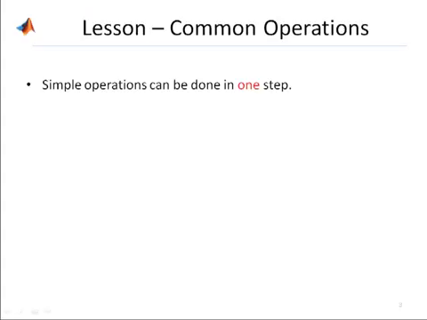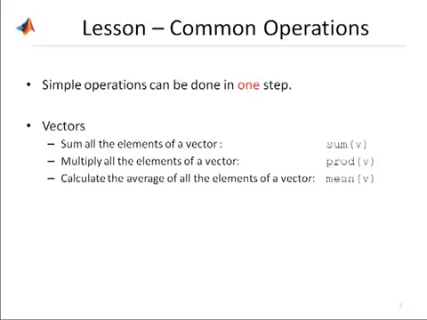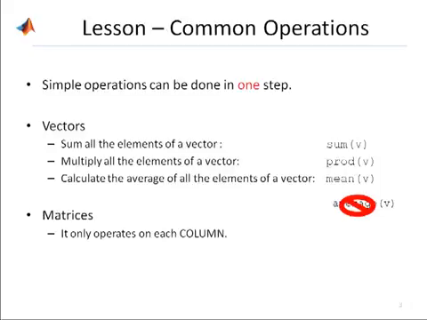Now what operations can be done? Very simply, when you have a vector or a matrix and you're looking at the pieces that you want, at the elements that you've chosen, we can do on vectors sums. Sum of all the elements using sum of V. Multiply all the elements using prod for product, or calculate the average using mean. Now the trick is average does not exist. Mean is what we use. For matrices, it only operates on each column. We're going to go see what that means immediately, but that means we're going to have to do the operation twice. First on the columns and then on the result.